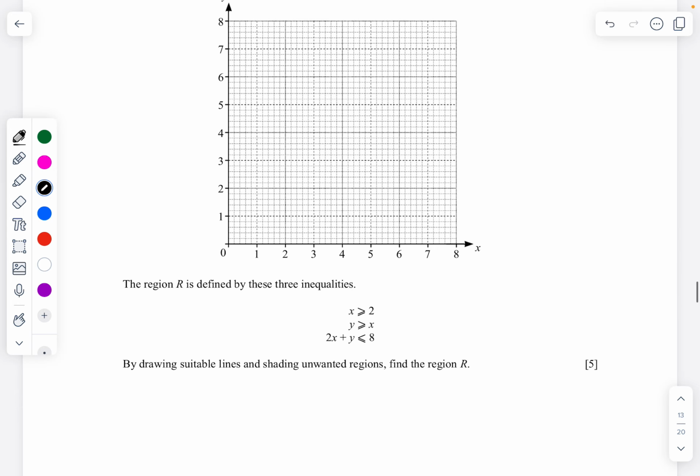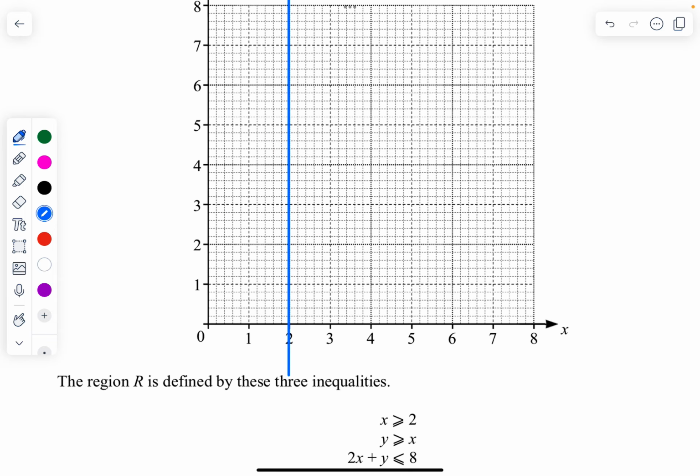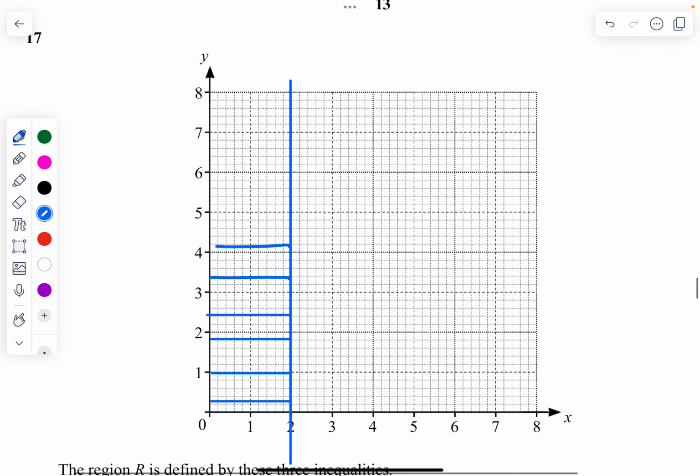Then x is greater than or equal to 2, by drawing the suitable line and shading the unwanted regions. So first of all, this is x equals 2. x greater than or equal to 2 means the opposite one, so let me draw this over here. x less than or equal to 2 is the unwanted one. This part is going to be the unwanted one. So I'm drawing the unwanted regions.